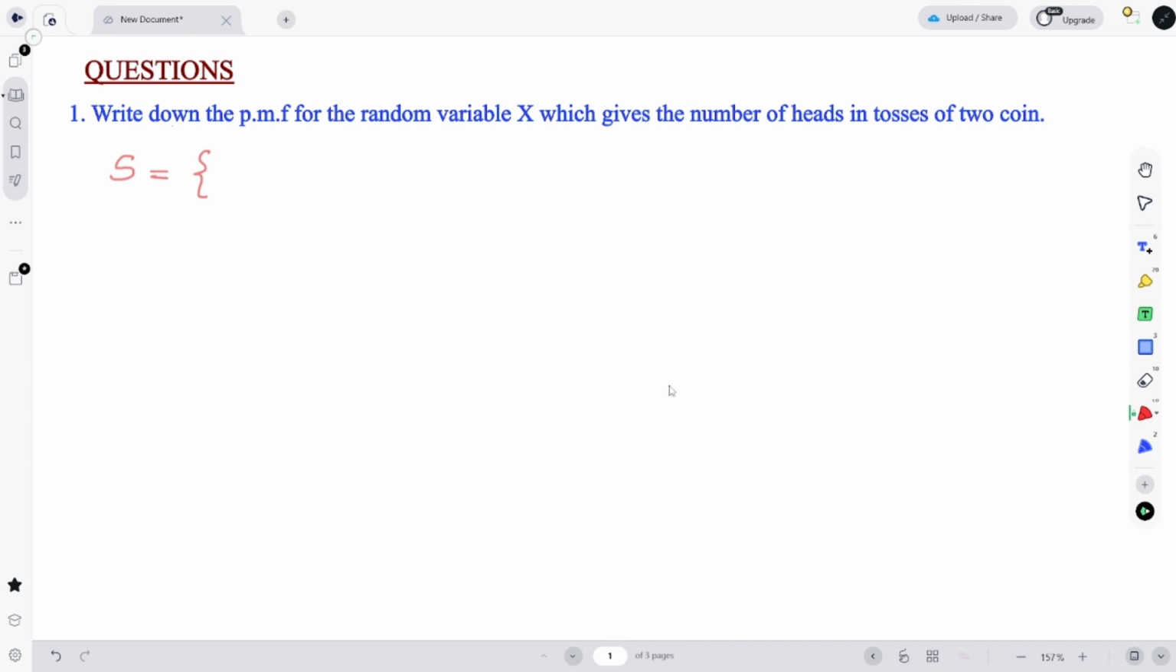Here, what are the possible outcomes? HH, TT, HT, TH. These are the possible outcomes. Now, what is the question? You have to write the PMF. What is PMF? PMF is the list of all possible values of the random variable with their probabilities. So, what is the random variable here? Here, the random variable X is the number of heads.